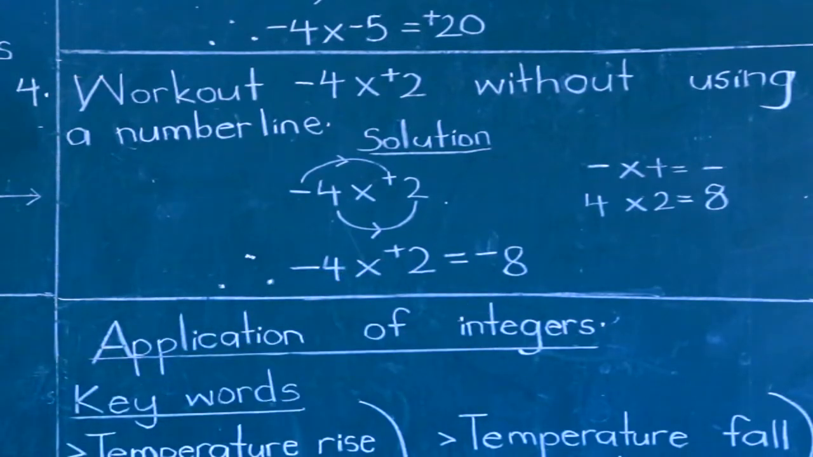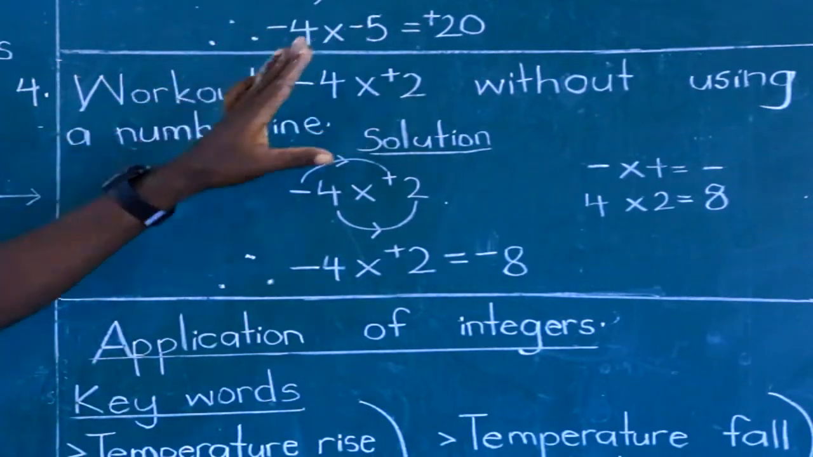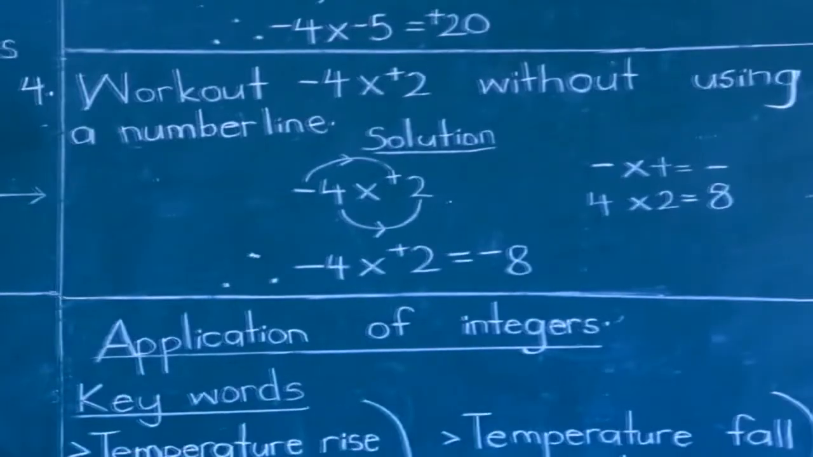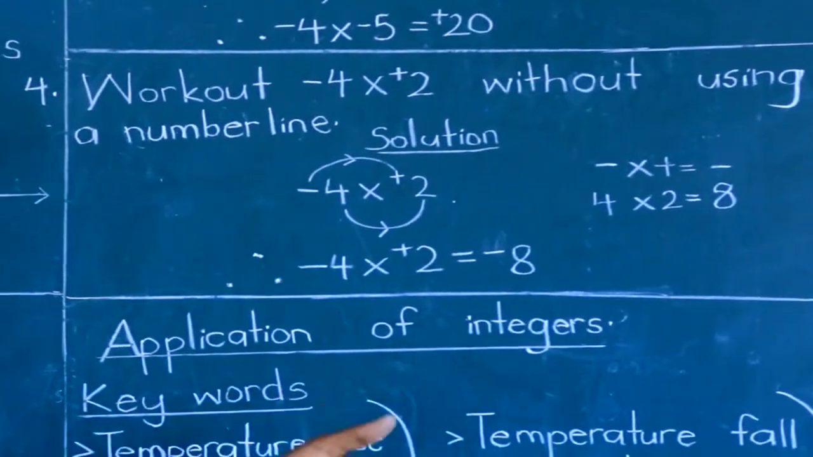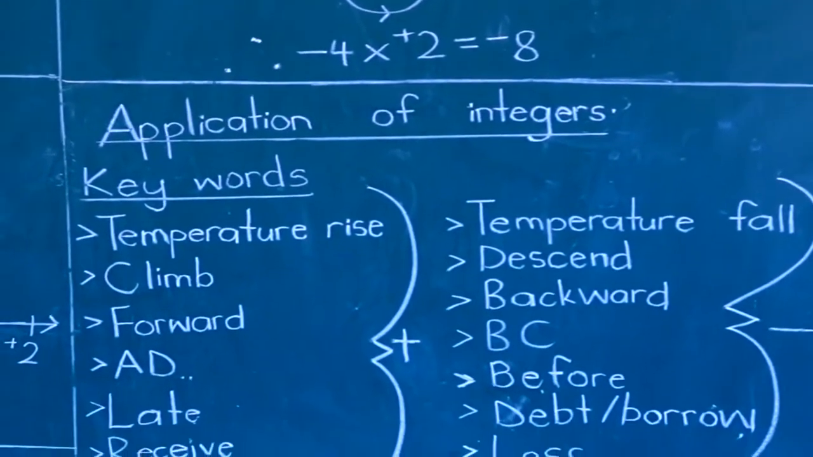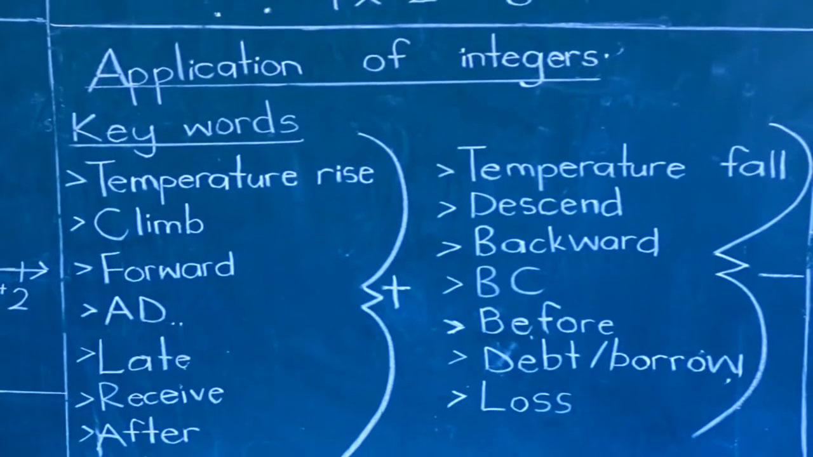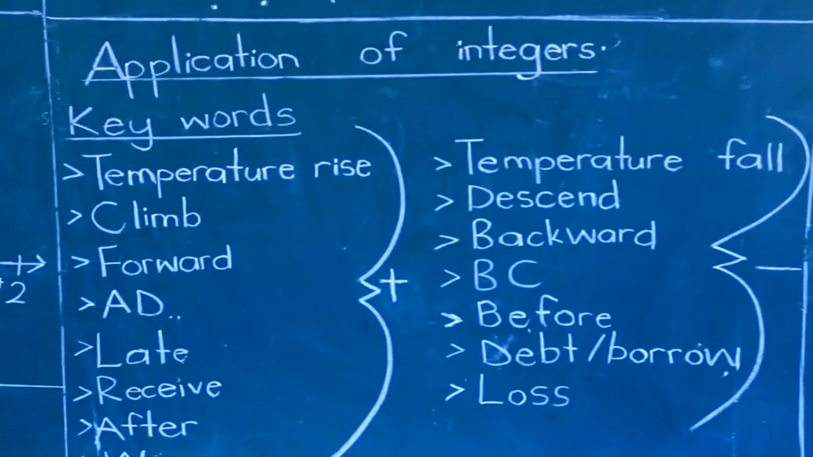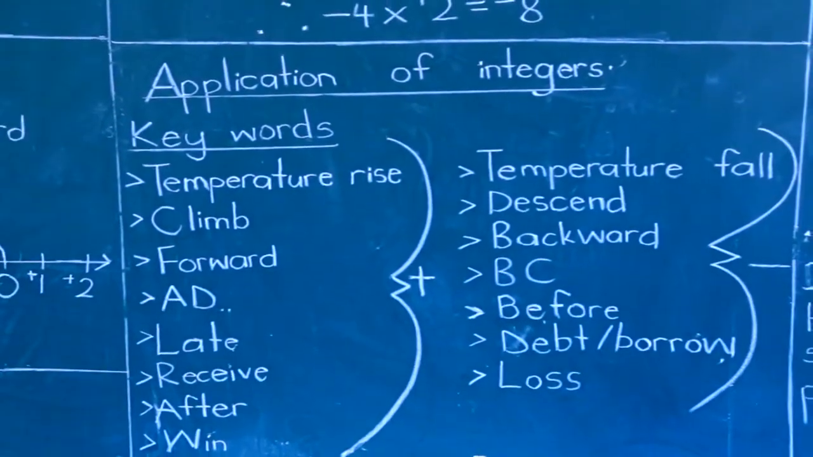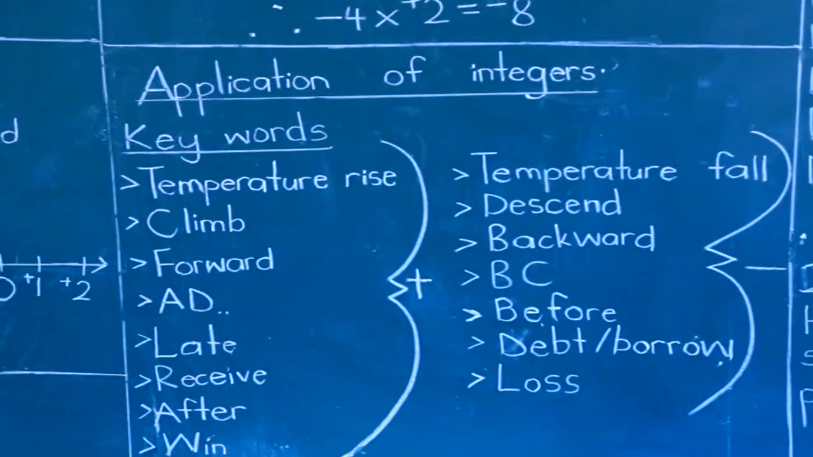So that's how we deal with integers in terms of multiplication using a number line and without using the same number line. And now we are going to look at application of integers in daily life. How applicable are integers at school and after school? One must look at the keywords before one starts applying the integers in daily life.